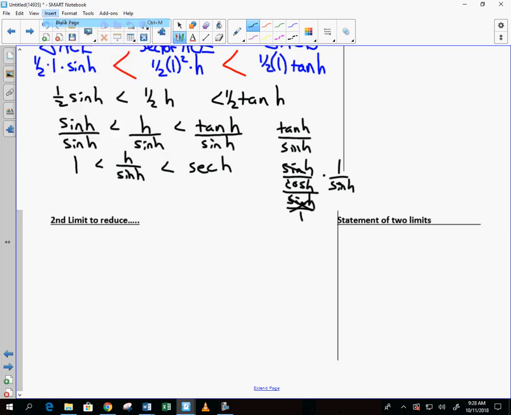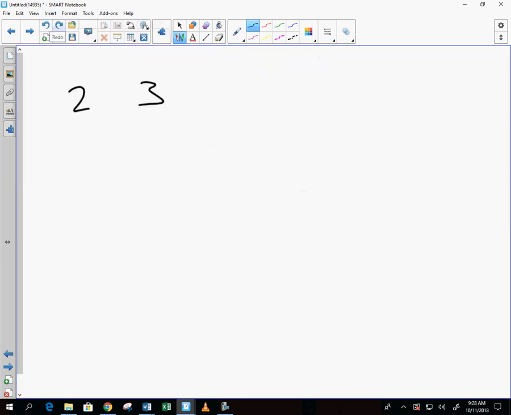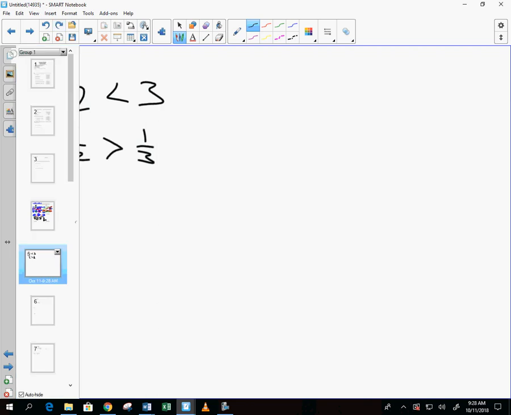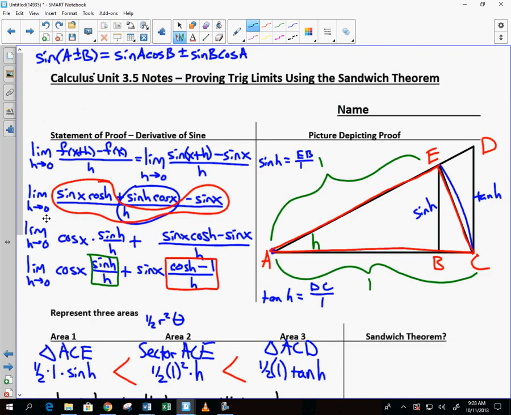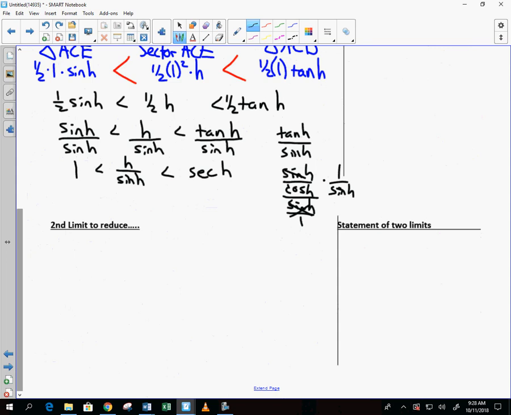So if I have, say, how does 2 compare to 3? Which way does the sign go? 2 is less than 3. Take the reciprocal. I got 1/2. I got 1/3. Now, which way does the sign go? So when you take the reciprocal, you need to flip signs. So in this situation, I'm going to take the reciprocal. What's the reciprocal of 1? 1 is greater than the sine of h over h, which is greater than, what's the reciprocal of secant? Cosine.